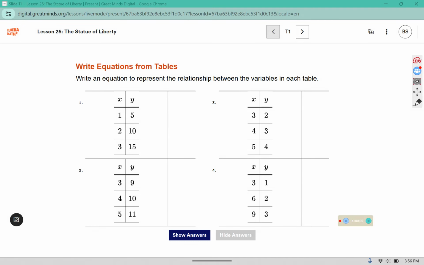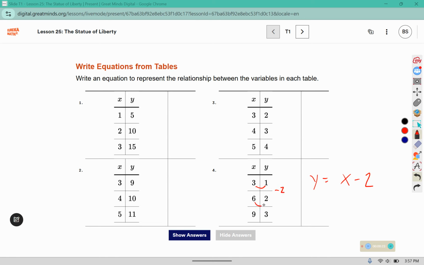Write an equation to represent the relationship between the variables in each table. So we're starting with x and we're trying to determine a pattern to get to y. Well, 3 minus 2 gives us 1, but then let's check and make sure that pattern works.